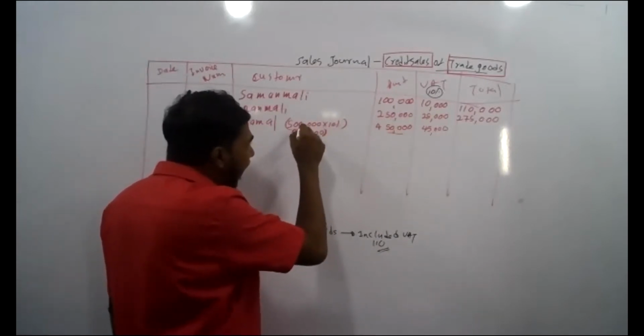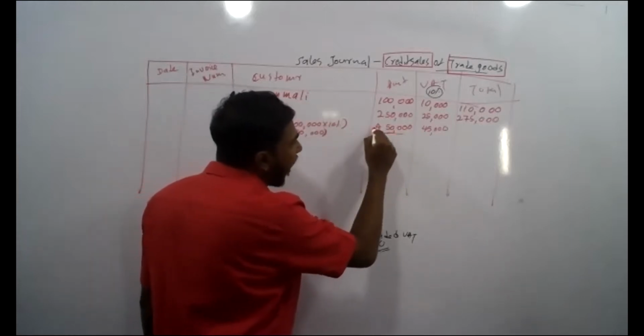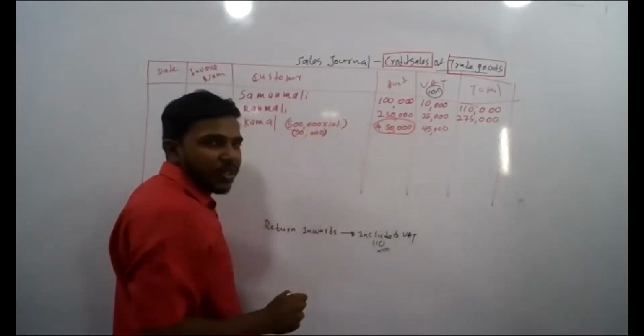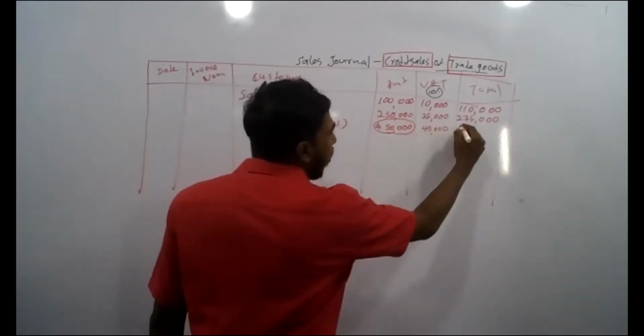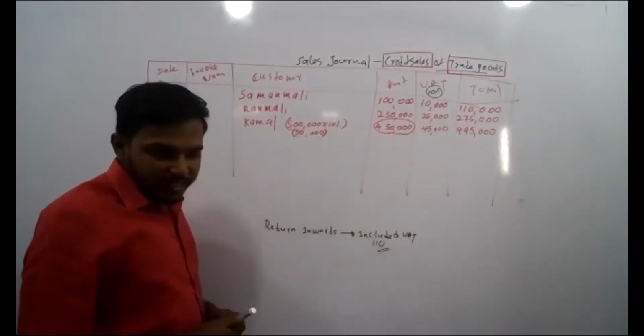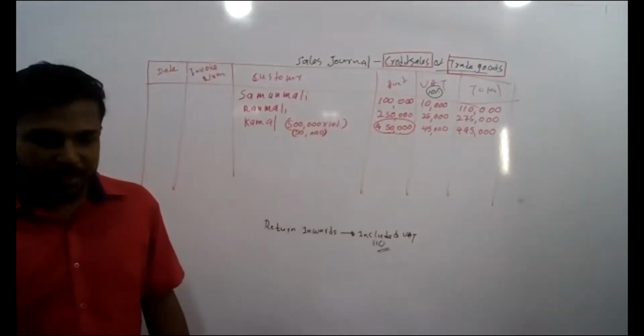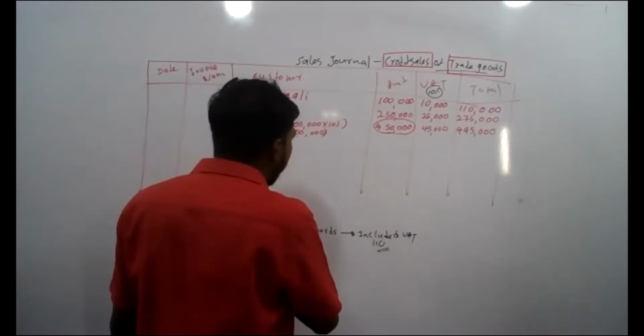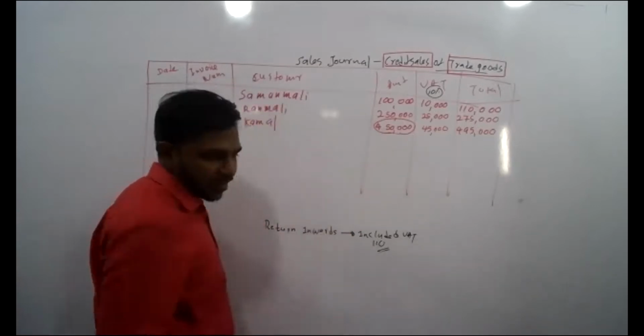10% VAT again on 500,000. The 10% VAT comes from this 450,000, so it's 495. Right? So that's how it comes. So keep it in mind, whenever you see the trade discount, you have to eliminate it.